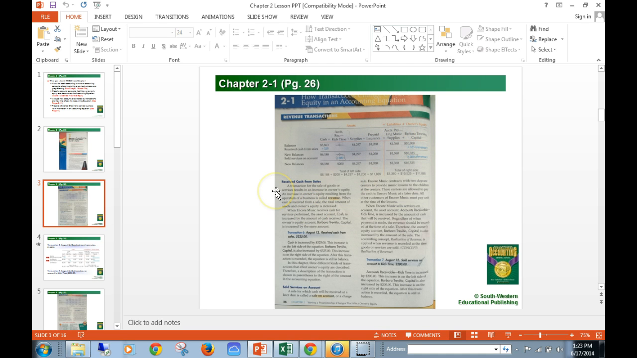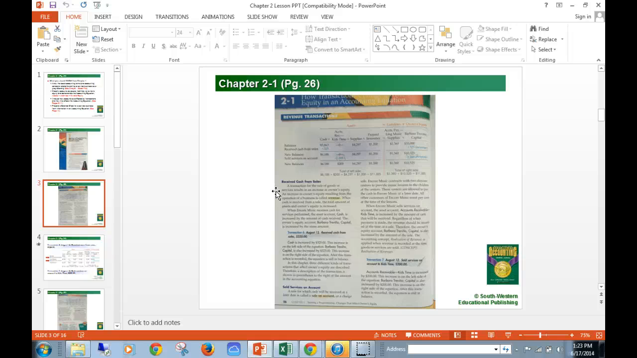So first transaction is we received cash from sales. Again, we are Barb Trevino in this whole chapter, or whole first unit of the book here. Barb Trevino, she owns a music business, and she sells her services to give lessons to people to learn, probably kids, to learn how to play a certain instrument.